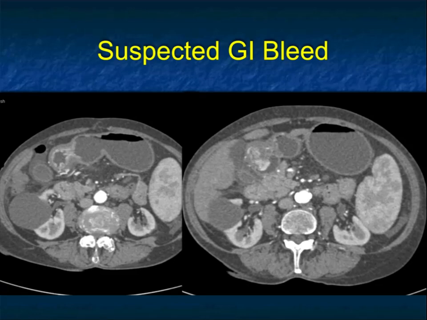Now, having a GI bleed, we think of ulcer, we think of neoplasm, but we also see other things. And let's look at this case. It's a very unusual case, and then we'll take a break and do part 2 of this talk.